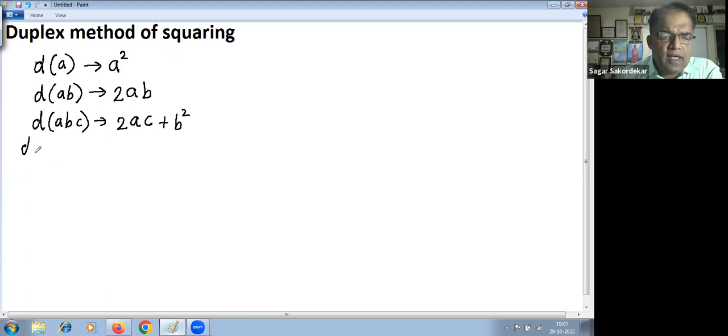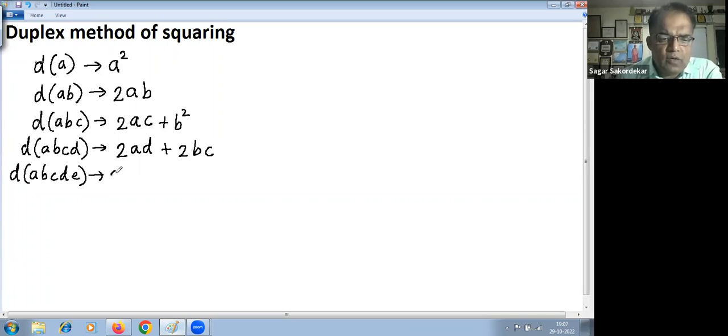If there are four digits, say ABCD, then duplex is 2 into AD plus 2 BC. And if you consider duplex of 5 digit number ABCDE, then it is 2AE plus 2BD plus C square. 2AE, 2BD, and then middle is square.